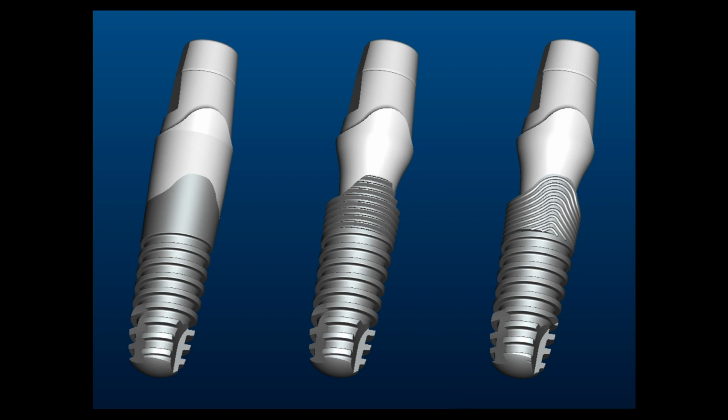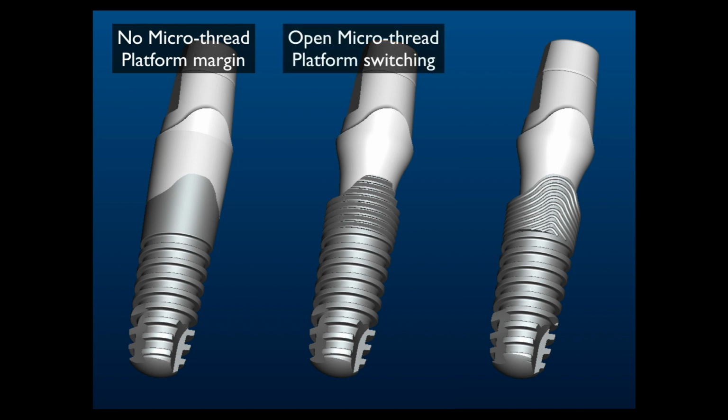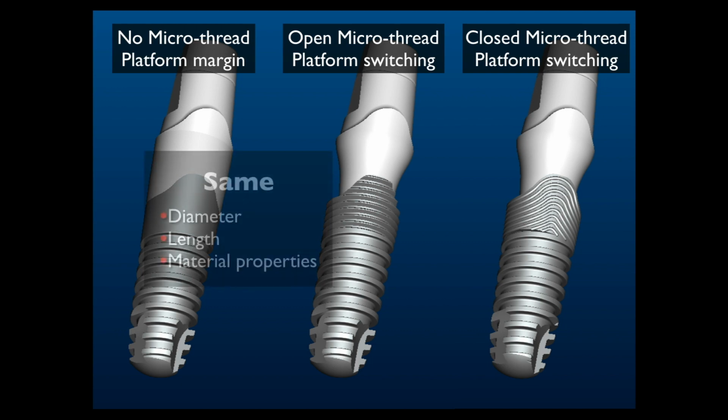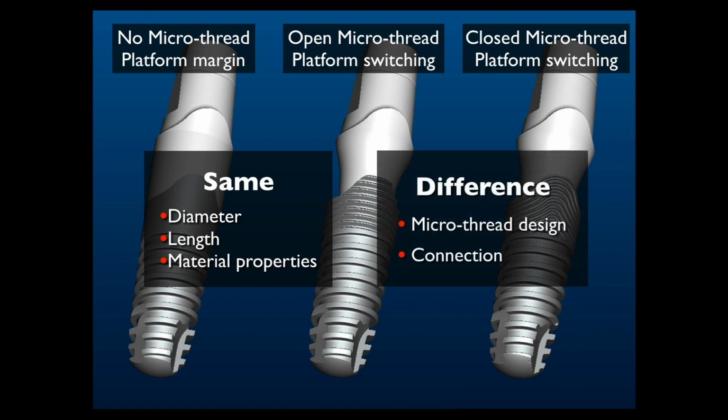In this finite element analysis study, 3 different implant designs were investigated. The no microthread with platform margin model was similar to the first generation scalloped implant. The open microthread with platform switching model was similar to the scalloped implant used in the animal study published in 2010. The closed microthread with platform switching model was a new model we were considering for actual manufacturing. All 3 had the same diameter and same length, but they had different microthread designs and connections.